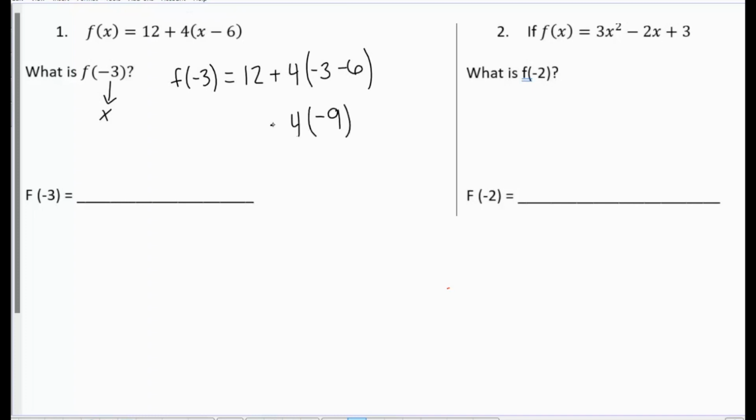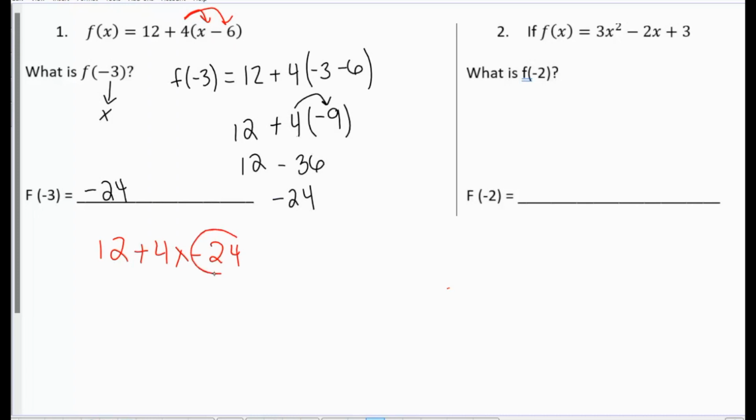And then we're going to times that by 4 plus 12. 4 times negative 9 is negative 36. Bring down our 12. 12 minus 36 is negative 24. So f of negative 3 equals negative 24. Now, you could also do this by simplifying. We could start by distributing the 4. We would get 12 plus 4x minus 24. Combine like terms, 12 and negative 24 gets us 4x minus 12.